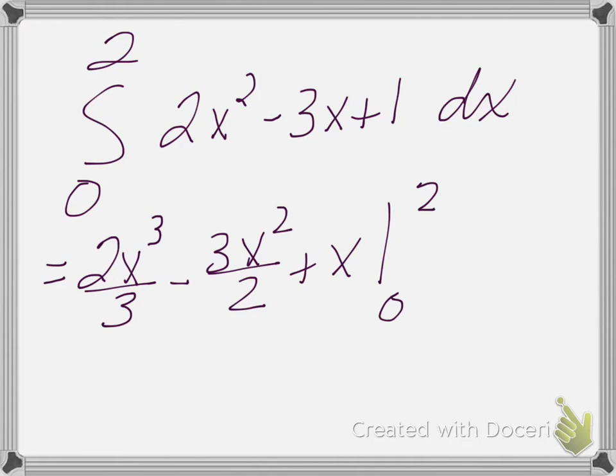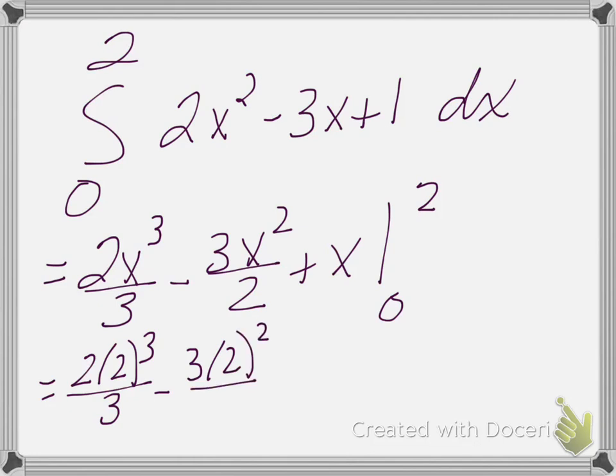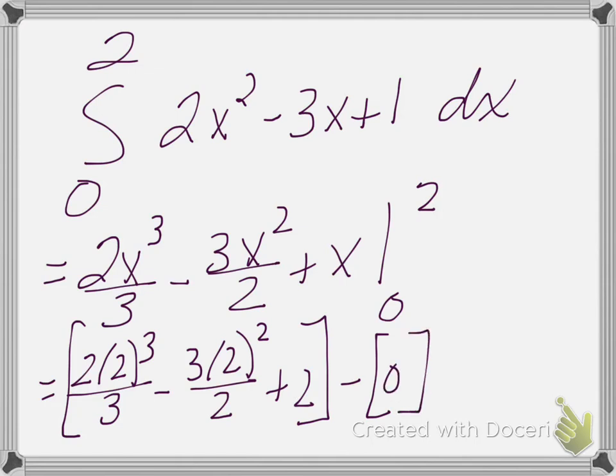And if you could simplify, you would do that before substituting in the values, but there is nothing to simplify. So we're going to have 2 times 2 to the 3rd over 3 minus 3 times 2 squared over 2 plus 2. So that's what happens when you put the upper limit in. And now we're going to subtract the lower limit. But you might notice that when you put 0 into each of those terms, you're going to get 0. So you save yourself a lot of time there.